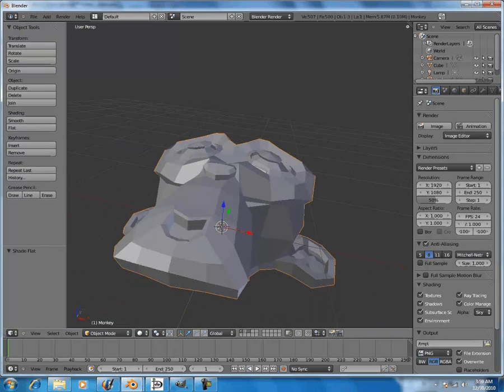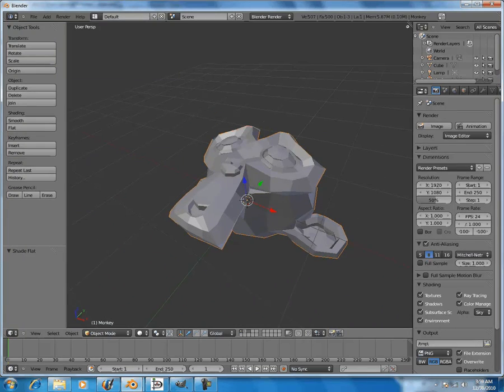Depending on which direction that normal is facing, it determines whether or not the light hitting the surface makes that face, the polygon, visible. Face, polygon, same thing.